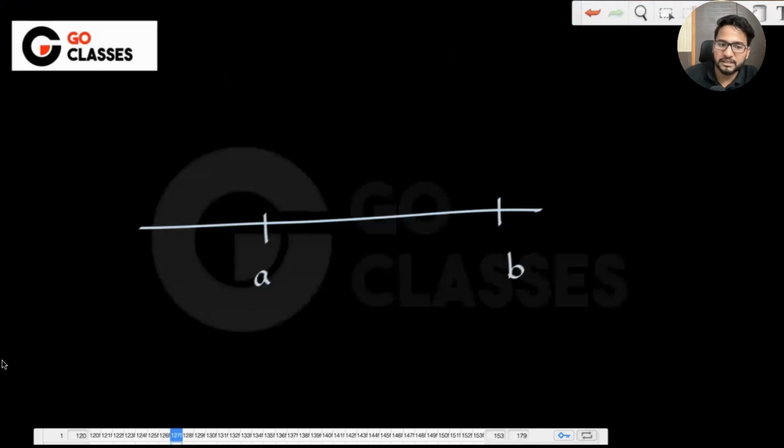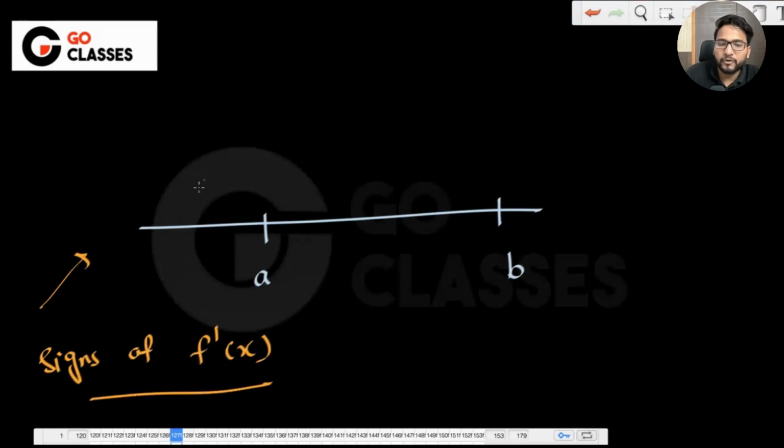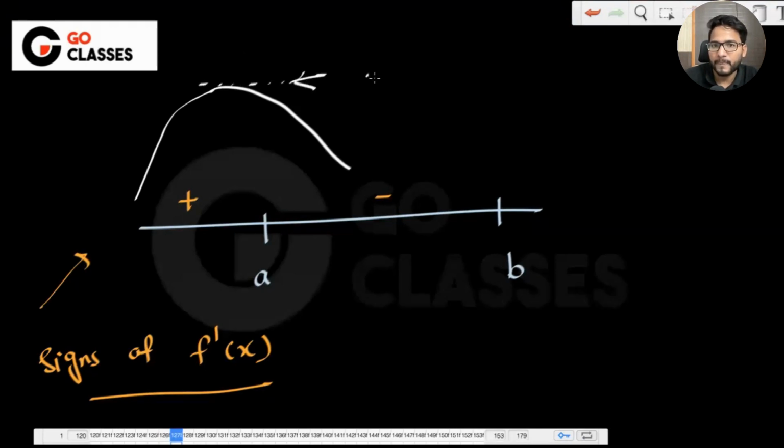The first derivative test says that I'm checking the signs of f dash x before and after this point. Let's suppose it is positive before and negative after, something like this. Then what does this mean? It means the function was increasing here, and then at a it started decreasing. Then a is a point of local maxima. By default, it always means local, because we can't even talk about the global things.